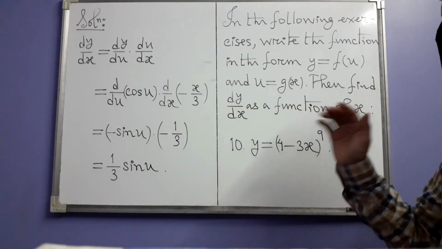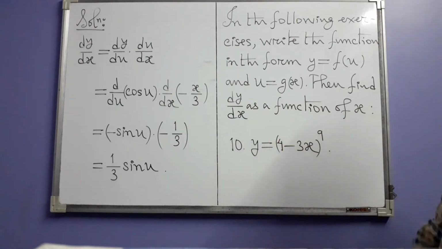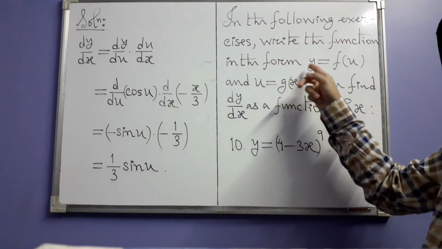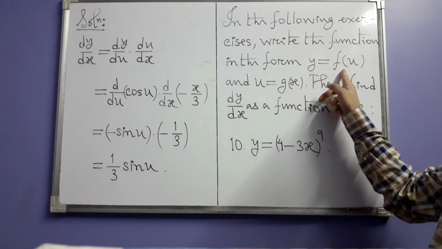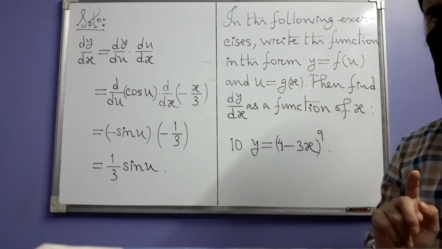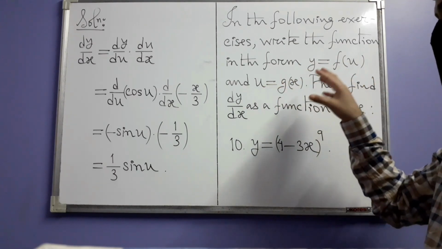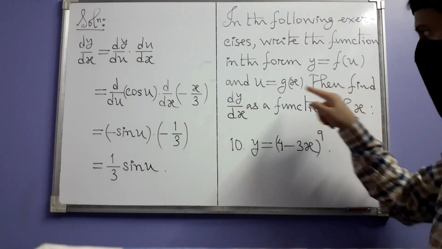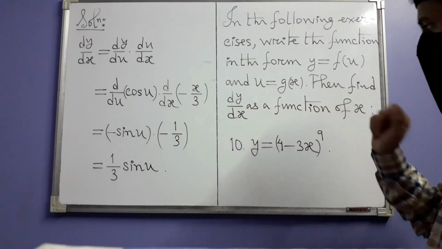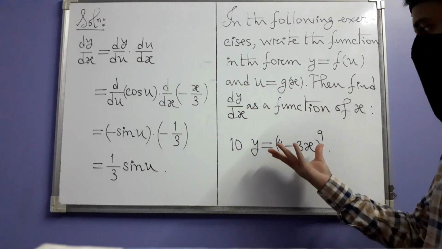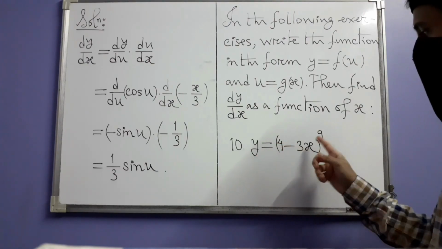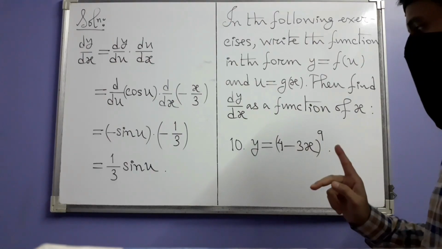In this next set of problems, this is what we have to do. In the following exercises, write the function in the form y equals f of u and u equals g of x. So we have to do this split ourselves. Then find dy dx as a function of x. And let's take this one, the 10th one, y equals the 9th power of 4 minus 3x.